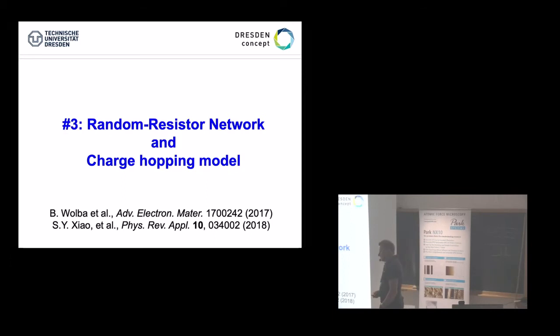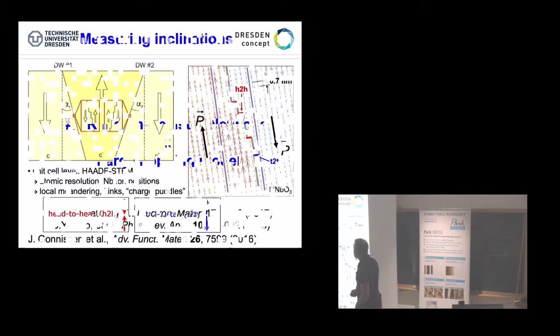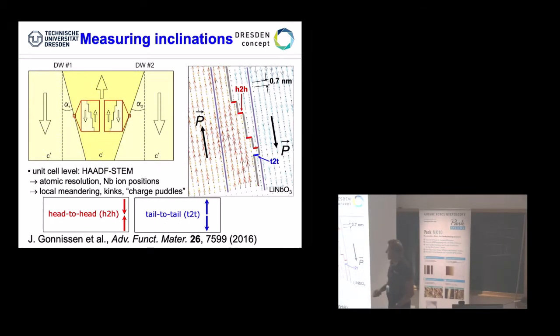Now, in order to get this more quantitative, we need some theory, and we have been looking at a so-called random resistor network, and the second one is a charge hopping model. So these are two publications in this direction. And let's now explain a little more of what's really true. The assumption at the moment is that electrons can hop along a domain wall simply because they are charged, so to say, fractions of a domain wall.